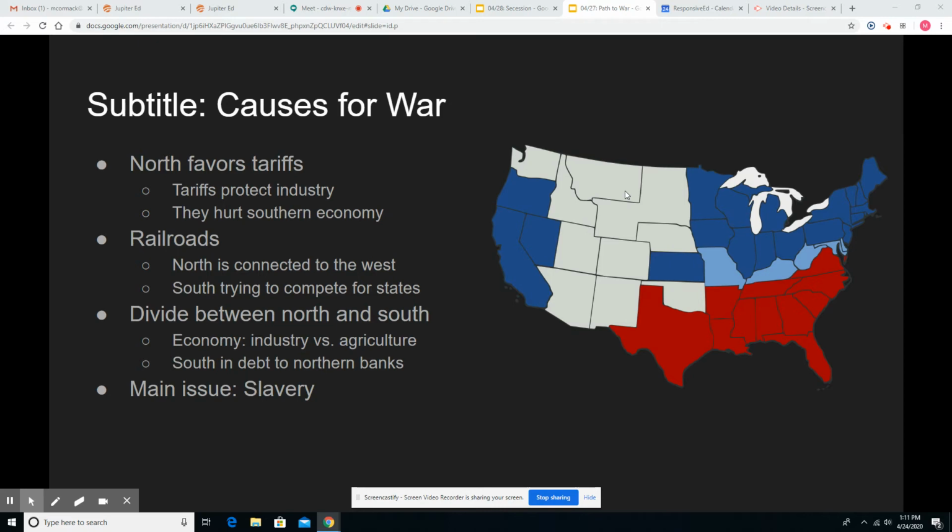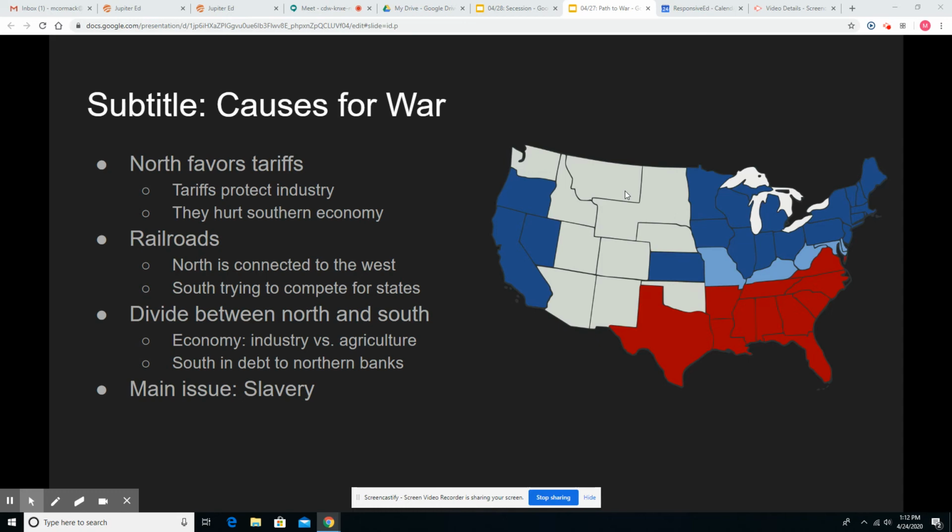Railroads were another issue, although they certainly wouldn't have gone to war over them, but the North was more connected to the West because they had invested in building more and more railroads and transportation networks. And the South is meanwhile still trying to compete for states, and they do not have the same kind of railroad network. So they think that the North is trying to steal those Western states from them and populate them very quickly with anti-slavery abolitionists who would settle and make the state a free state rather than the South adding another slave state. We'll see on another slide in just a moment that the North has about twice as many railroads as the South at this time.